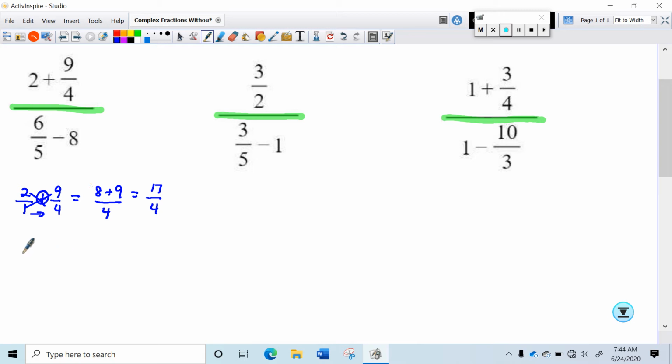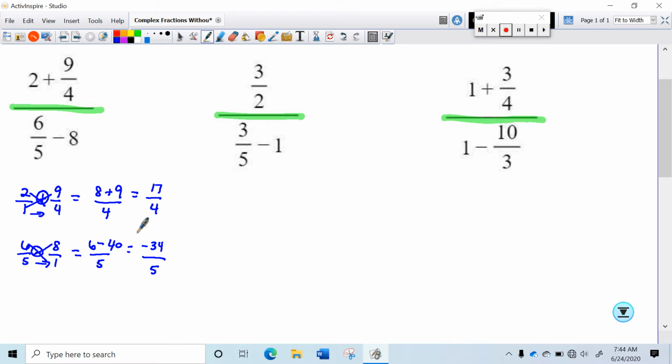So the next one, 6 over 5 minus 8 over 1. Multiply the bottom. 5 times 1 is 5. Cross multiply the top. 6 times 1 is 6. Minus in the middle. 8 times 5 is 40. So that's a negative 34 over 5.